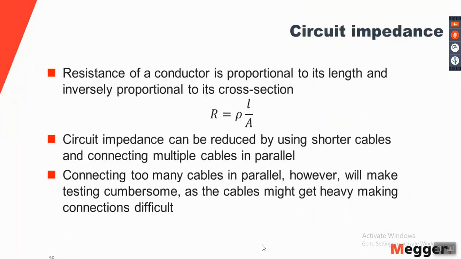The circuit impedance can be reduced by reducing the length of the connections. You use shorter cables, or you connect multiple cables in parallel. As you can see here, resistance is directly proportional to the length of the cable and inversely proportional to the cross section. You don't want to use too thick cables because that will increase the depth of the conductor, increasing the inductance of the circuit. You can use multiple conductors in parallel. If you use too many conductors in parallel, though, the cables become too heavy, and that can make testing cumbersome because connections between the test set and the breaker get difficult if the cables get too heavy.